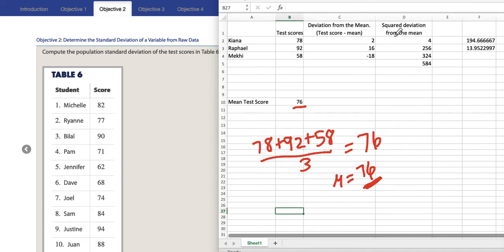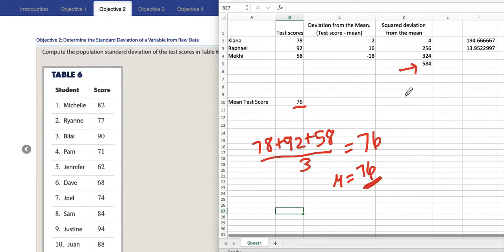And then for the squared deviation from the mean, we're just taking this difference and squaring it. So 2 squared is 4, 16 squared is 256. Negative 18 times negative 18 is 324, because a negative times a negative is positive. So these numbers are all positive. When we square, they all become positive. And then the next thing we do is add up these 3 numbers, and that total is 584.